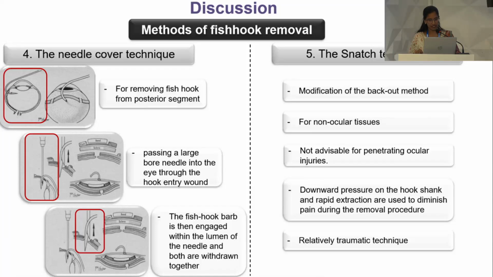This is a modification of the back out technique, but it is used in non-ocular tissues because it is a traumatic technique. Downward pressure on the hook shaft and rapid extraction are used to diminish the pain during the removal.